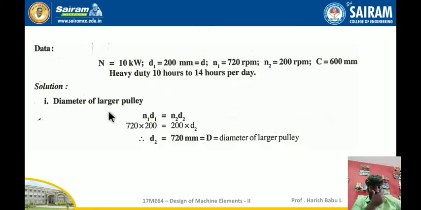So first you will find out the unknown diameter. The diameter of the larger pulley: N1 D1 is equal to N2 D2. So 720 into 200, I am going to get D2 as 720 mm. That will be the diameter of the larger pulley.